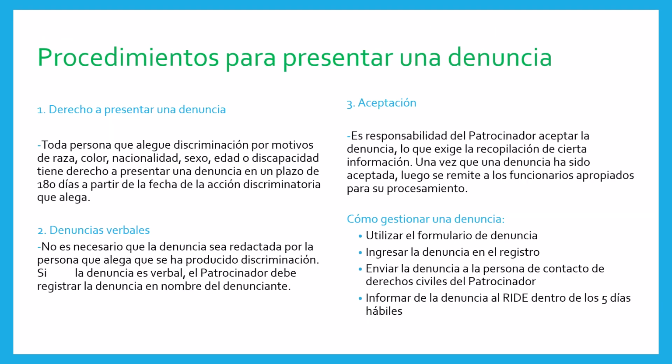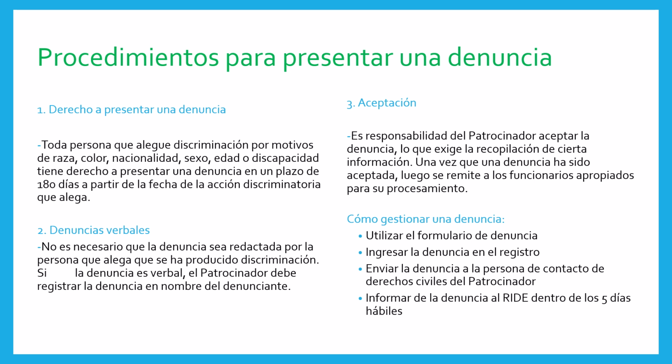Any person who is alleging discrimination based on one of the protected classes that we have discussed has the right to file a complaint within 180 days of the alleged discriminatory action. And this timeline can actually be extended for legitimate reasons as determined by the USDA. Complaints can be filed verbally. They do not need to be formally written. If that happens and you receive a complaint over the phone, it is the responsibility of the sponsor to document the complaint and then forward it to our office. By acknowledging and documenting a complaint, the sponsor is effectively accepting the complaint.